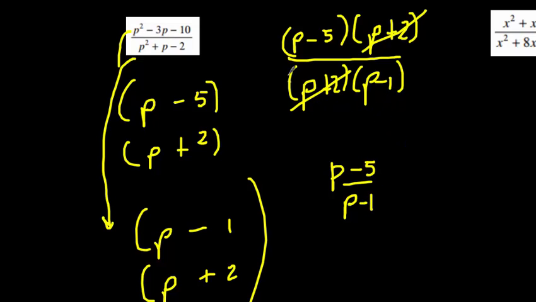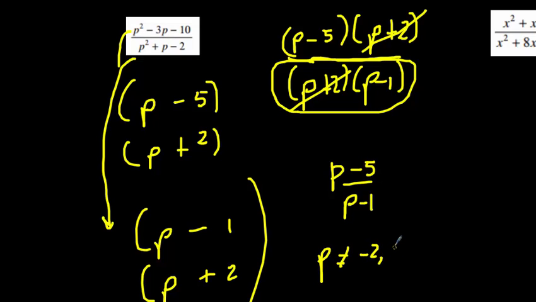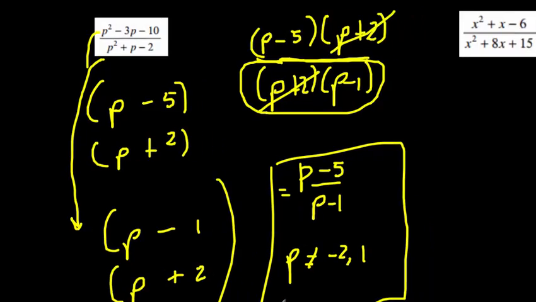Well, once again, I do have to take into account the entire denominator for my excluded values for the domain. So what can p not be equal to? In this case, p cannot equal -2 or 1 because I can't have a 0 in either of these locations. So if p is 1, that gives me a 0. If p is -2, that gives me a 0. So this would be the final answer.